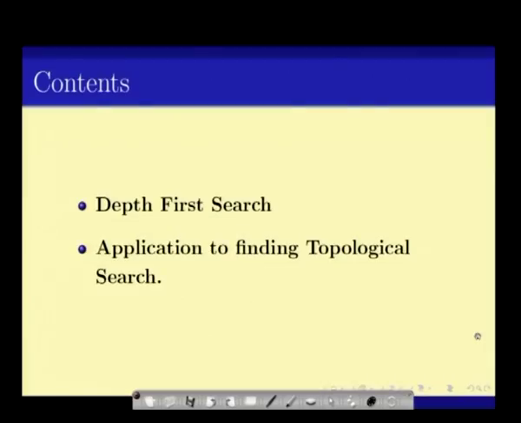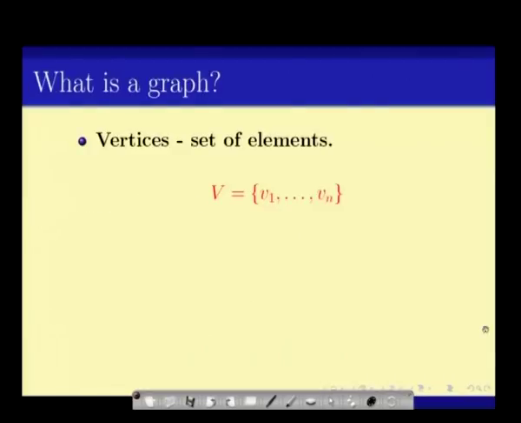Welcome to the UGC lecture series in computer science, and the topic is algorithms. Today we will be looking at applications of breadth first search and how to apply it to topological sort. Just to recap, a graph is a set of vertices v1 to vn, and we are given edges, which are sets of pairs of vertices.